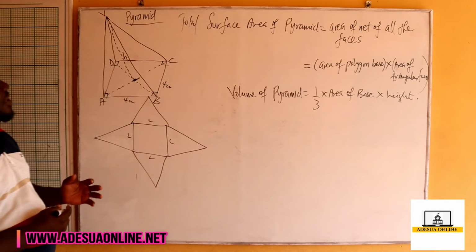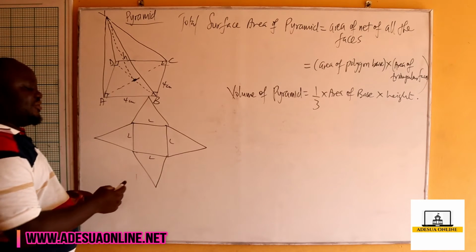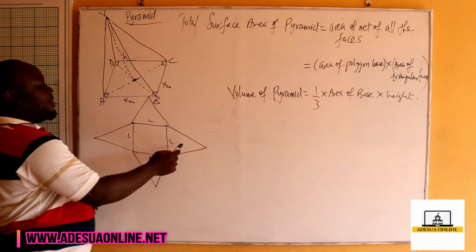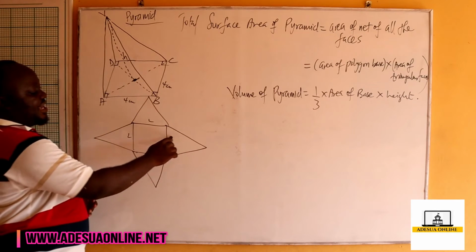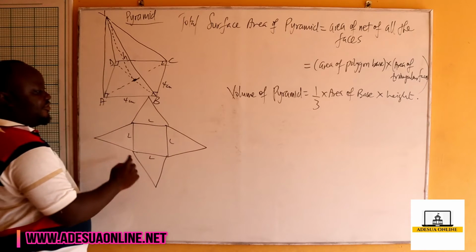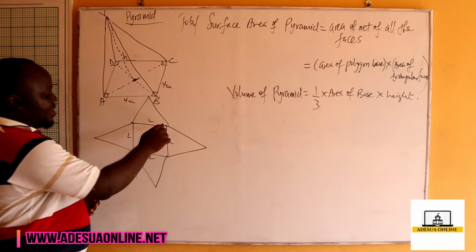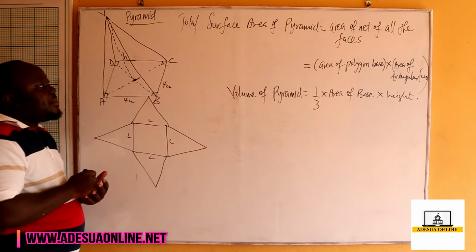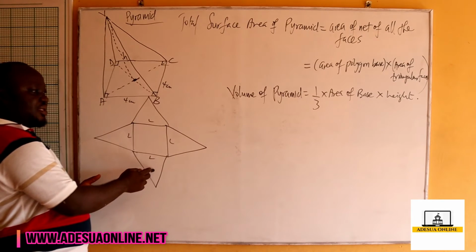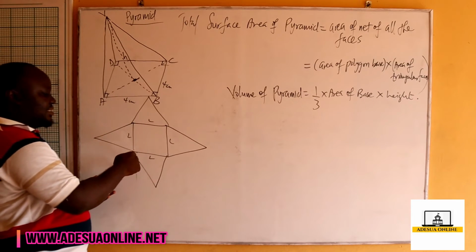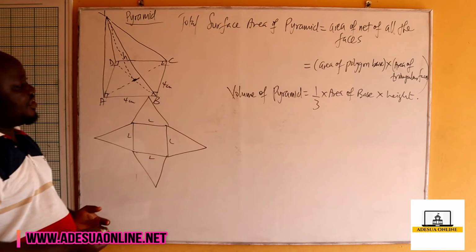Now for the net of a pyramid, we are told that the total surface area is the area of all the faces. So if I find the area of this triangle, I multiply it by how many triangles we have here? 4. So I find the area of one of the triangles, multiply it by 4, and then I find the area of this square. So the total surface area of this pyramid is the area of a triangle multiplied by 4 plus the area of a square.